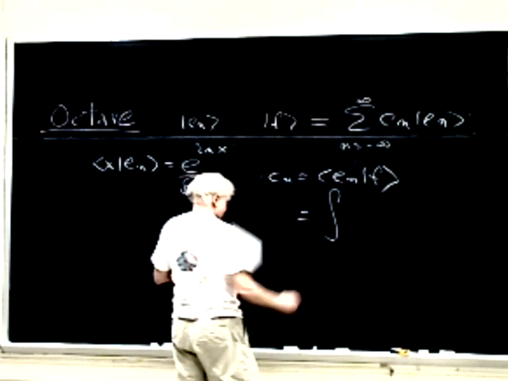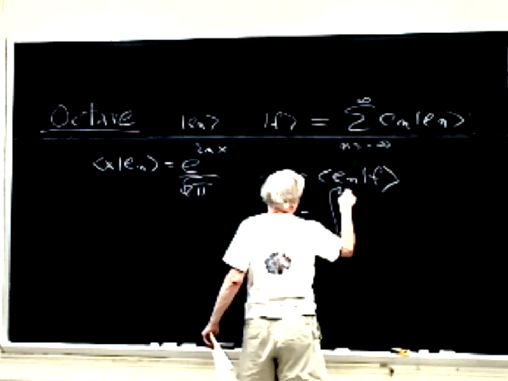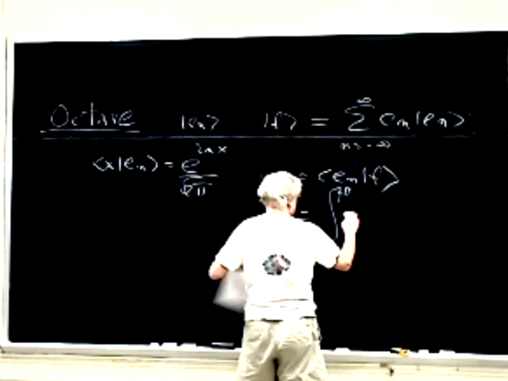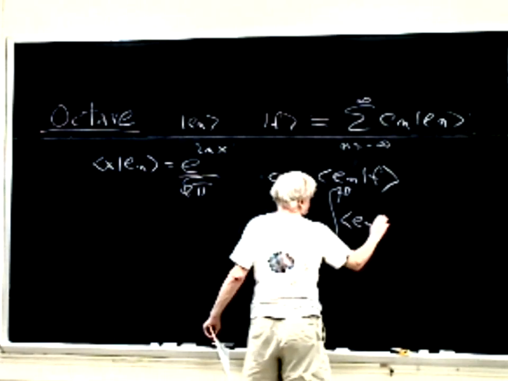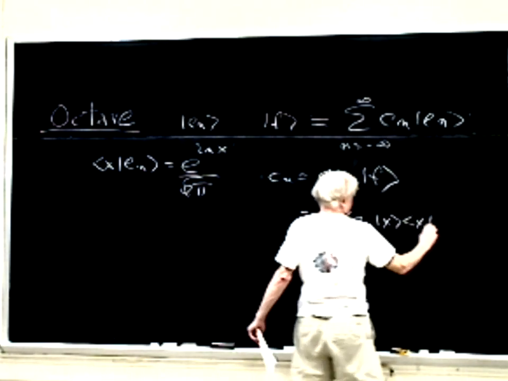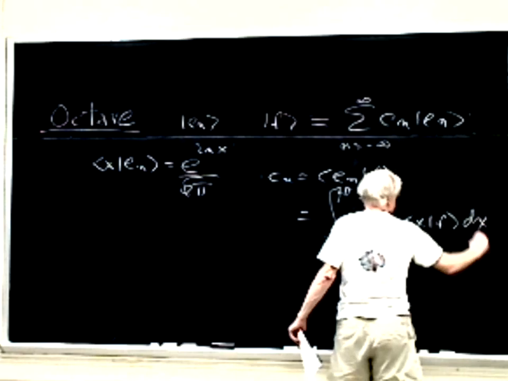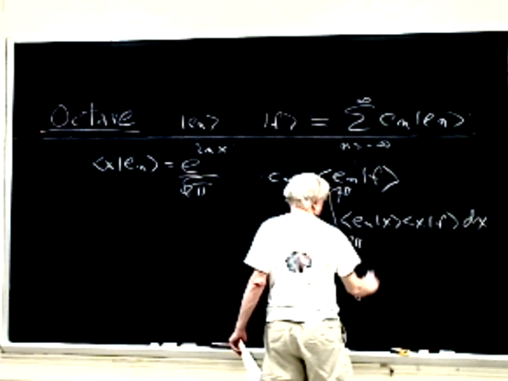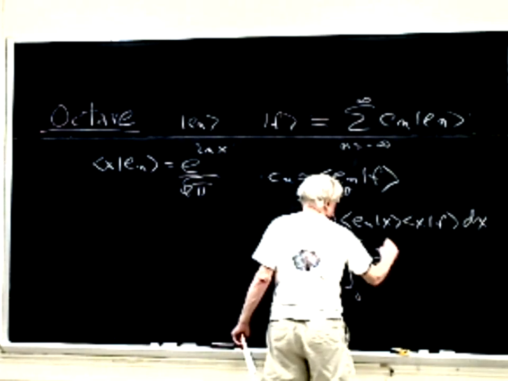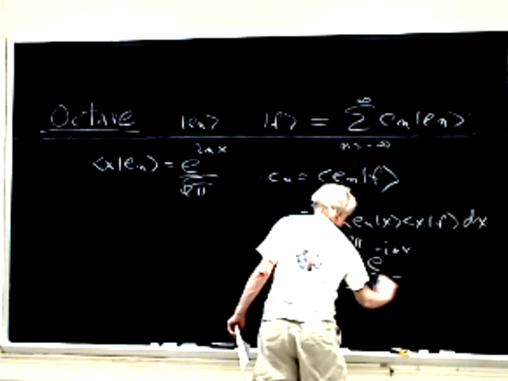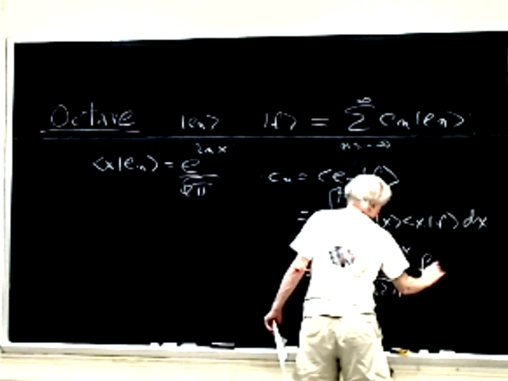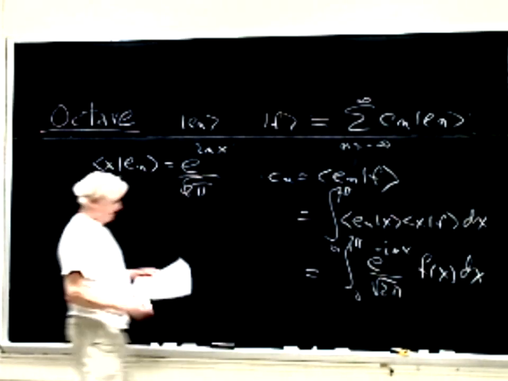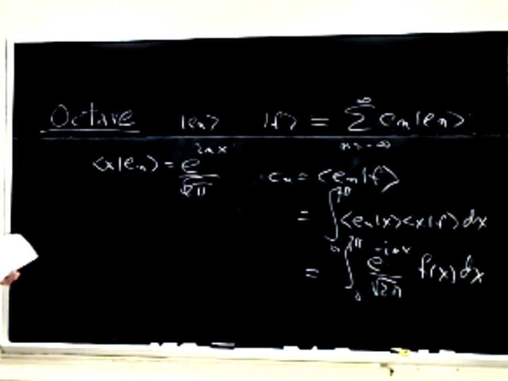let's see, what was the integral? 0 to 2 pi. One can think of this as the integral of En(x) times f(x) dx, and so that's the integral from 0 to 2 pi of e to the minus i n x over the square root of 2 pi, f of x dx. So that's the basic idea.